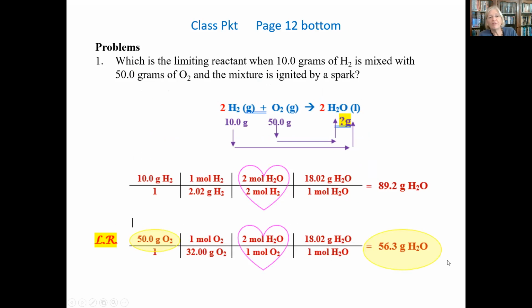This is what you should have for your stoichiometry. Taking the 10 grams of hydrogen through to the quantity of water, you possibly could make 89.2 grams. Taking the amount of oxygen provided in this problem through to the water product, you would make 56.3 grams. Now, which possibility of water production is going to be the reality? It will be the smaller amount of water that's actually made. So I highlight this 56.3 grams, emphasizing that that reactant then must be the limiting reactant.